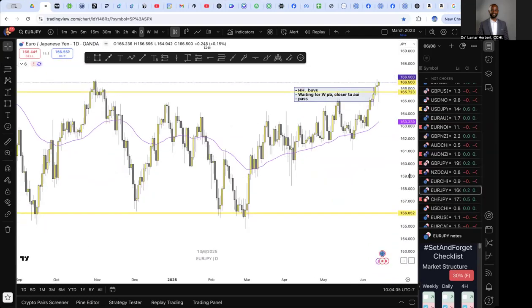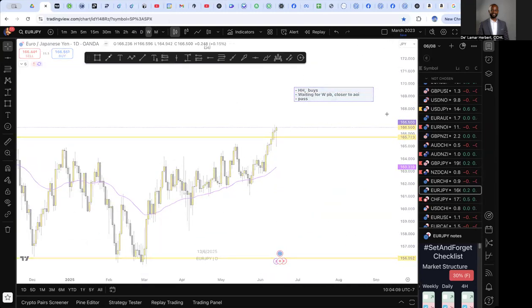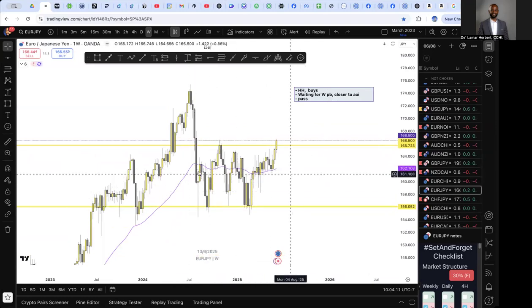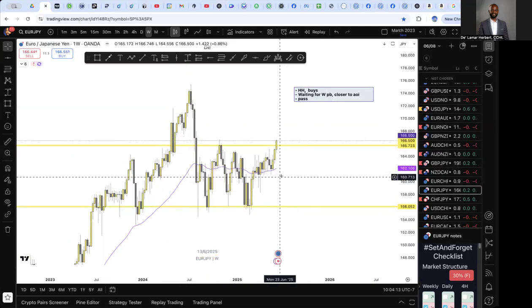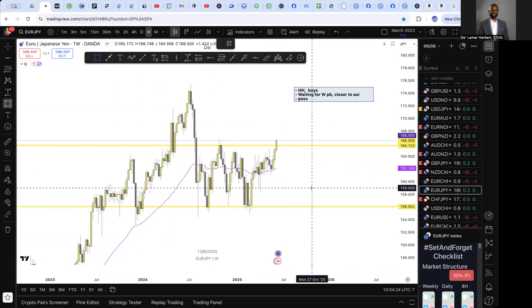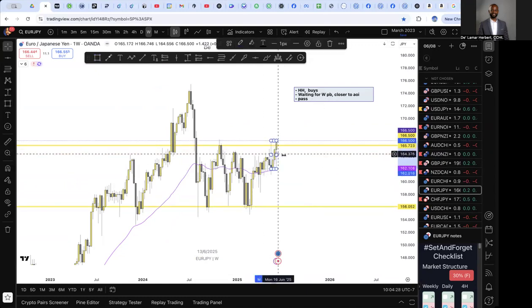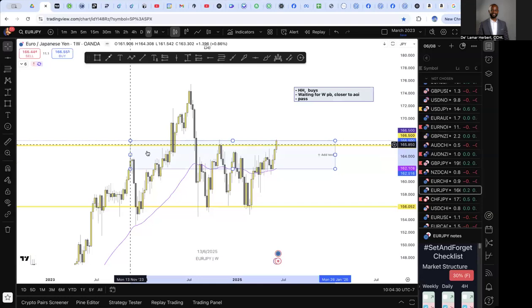Euro JPY, we just broke what we had here, this consolidation that I was not trading. So what I'd be looking for now is a pullback, somewhere closer to an AOI around here. That's what I would look for. So some sort of pullback closer to an AOI.